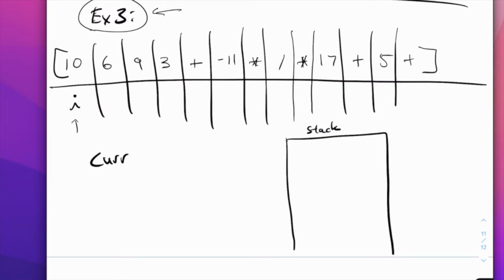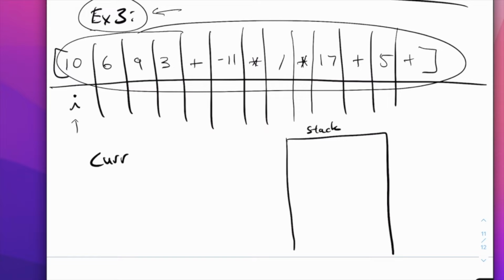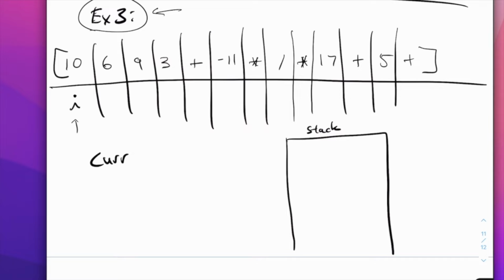As you can see, here's the input array tokens that were given. I've just kind of separated it with lines here so we can keep track of where we're at as we go through. We're going to start here at i. So i is pointed at 10, and the algorithm is going to go like this. If we run into an operand, like a number, 10, 6, 9, etc., an actual integer, then we're going to push it onto the stack with no further questions, because there's nothing we can do about it.